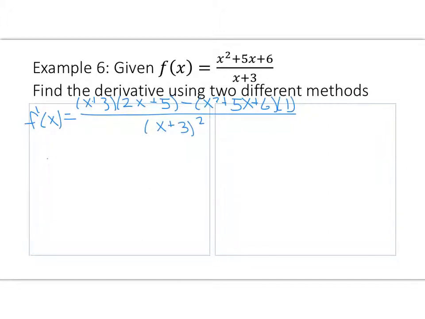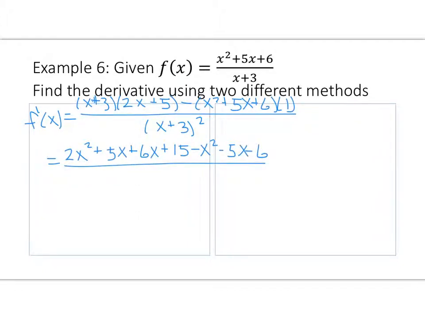Okay, I got to clean that up. So I'm going to double distribute in my numerator. So I have 2x squared plus 5x plus 6x plus 15 minus x squared minus 5x minus 6. And that's all over my x plus 3 squared. Combining like terms, 2x squared minus x squared is x squared. 5x and negative 5x is gone. Plus 6x, positive 15, negative 6 is positive 9 over x plus 3 squared.